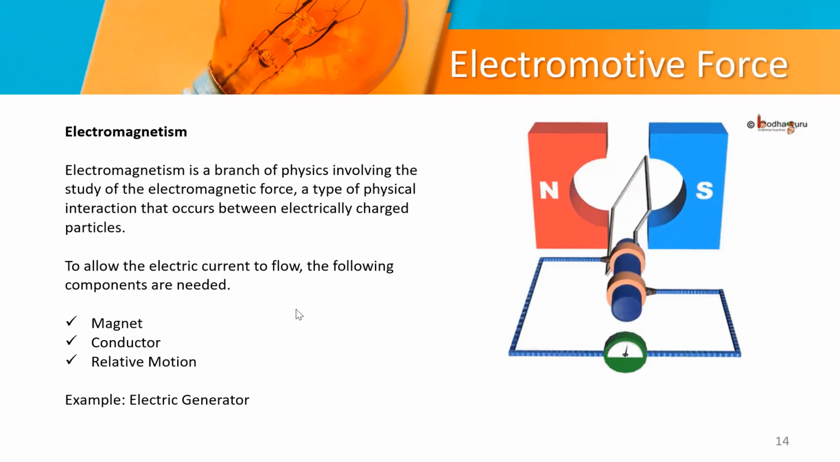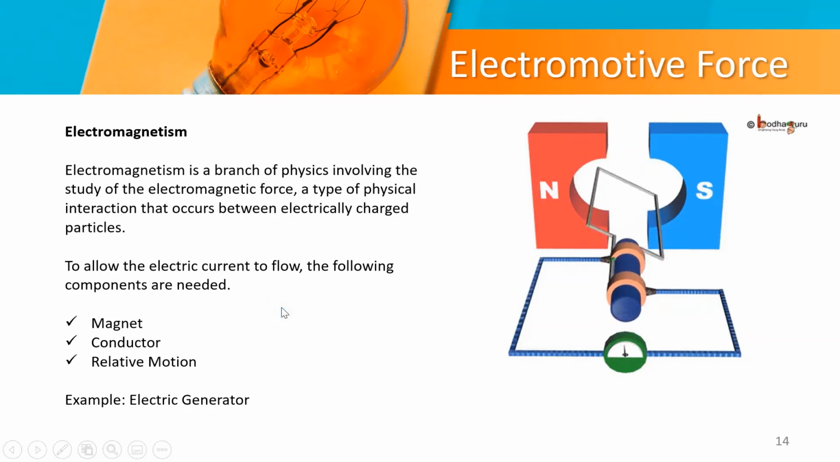First, electromagnetism. Electromagnetism is a branch of physics involving the study of the electromagnetic force, which is a type of interaction that occurs between electrically charged particles. Now, how can this phenomenon cause the electrons to flow? First, we need to have three components. Number one is the magnet. Number two, we need to have a conductor.